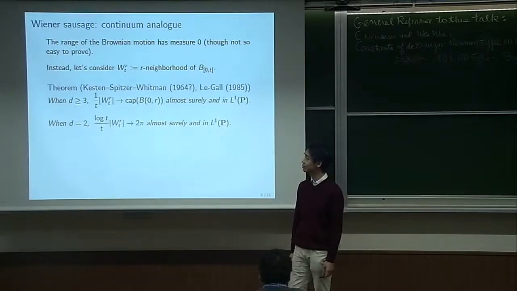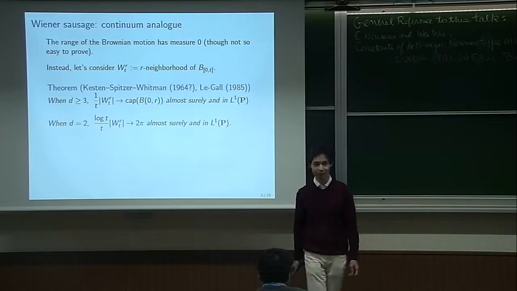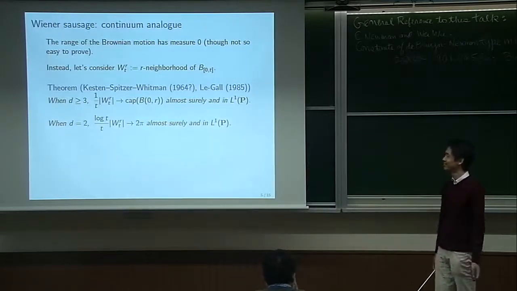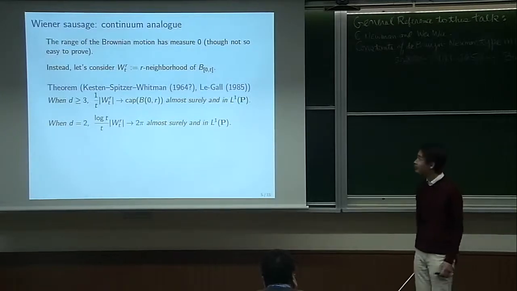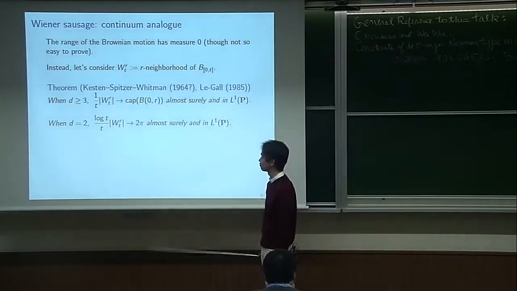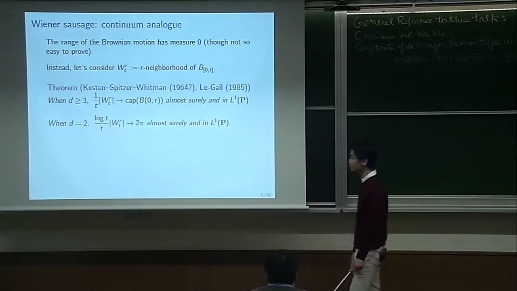Obviously, it's a nasty joke by Mark Kac, because if you Google Wiener sausage, you will find something completely different. Which makes it a bit difficult to do research on the Wiener sausage if you want to look for literature. But anyway, this is called the Wiener sausage. It's just the r-neighborhood of the Brownian path up to time t.